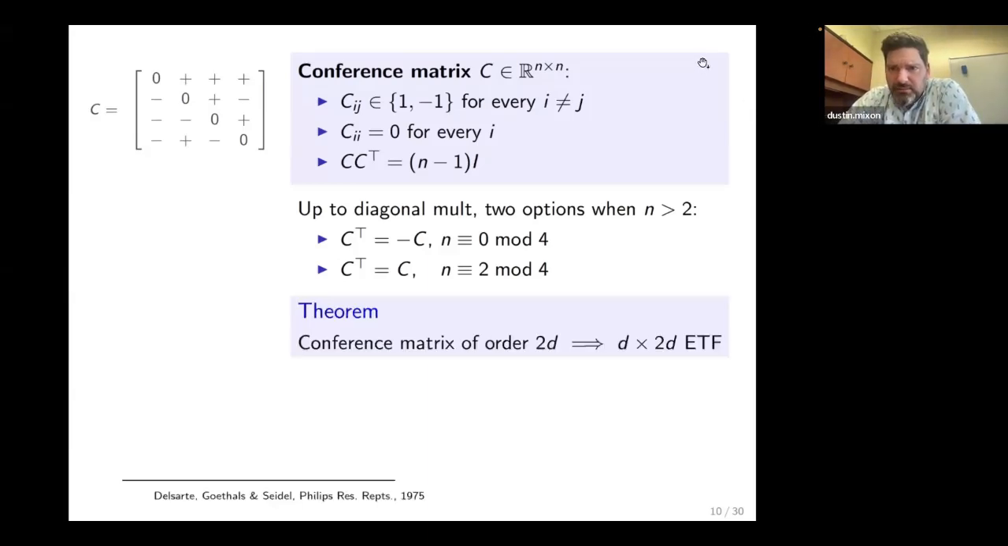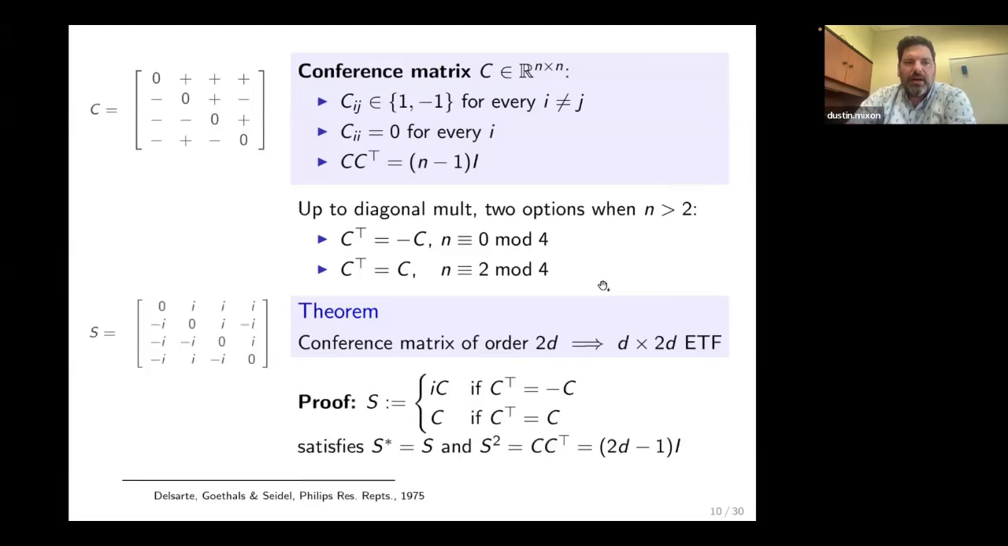It turns out, let me shrink this. There we go. It turns out that if you have a conference matrix of order 2D, then you can play reindeer games with that conference matrix to make a signature matrix of a D by 2D ETF. For example, if C is skew symmetric, then you multiply by the imaginary unit to force it to be self-adjoint. And then the algebra works out.